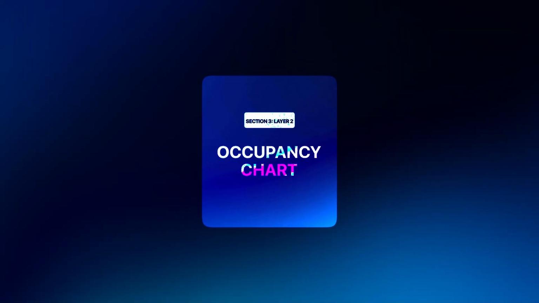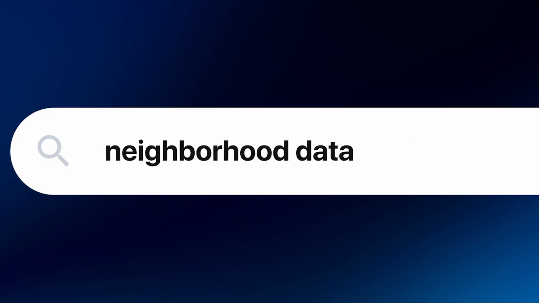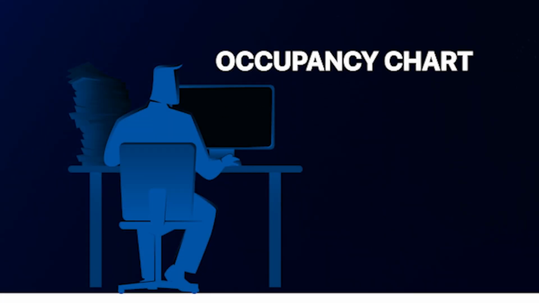Layer 2, the occupancy chart. This is the chart I promised you at the beginning. In PriceLabs, and by the way, this is free, you don't even need a paid account, you can go to neighborhood data and scroll down to the occupancy chart. You'll see wavy lines showing occupancy over time. Most hosts glance at this and move on, but there's prediction power hidden here that almost nobody uses.